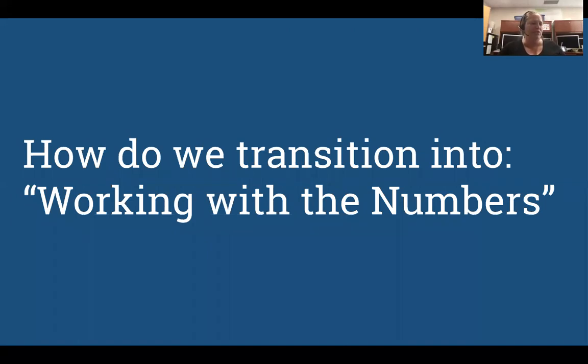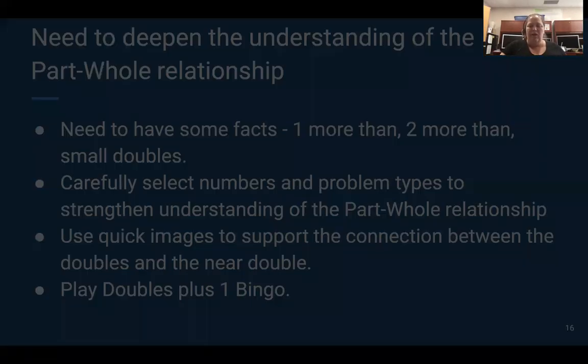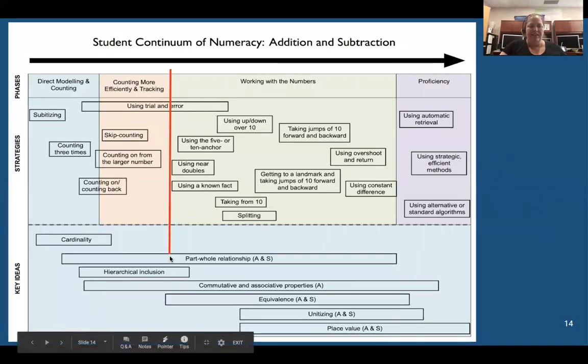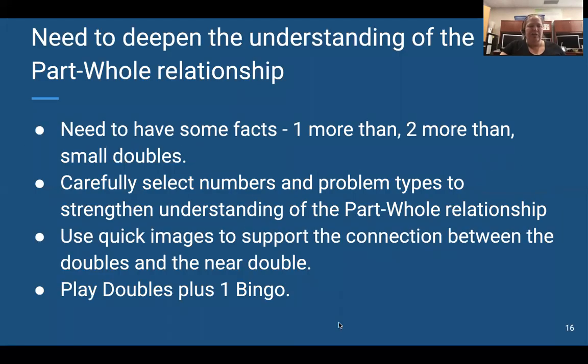So here's just a few things that they can do. What we really want to do is help deepen their understanding of that part-whole relationship that we see on this slide before. You can see this red line. I brought it all the way down because it touches on this part-whole relationship, because in order to access this next layer of strategies here, we have to have a deeper understanding of this part-whole relationship. And so that's really what we're going to be working on.